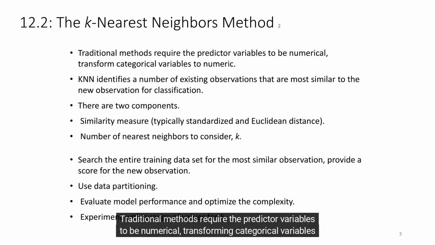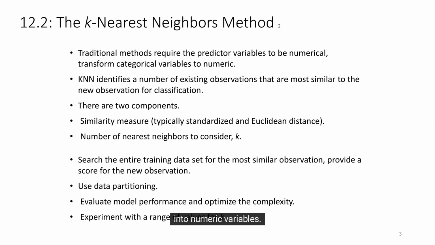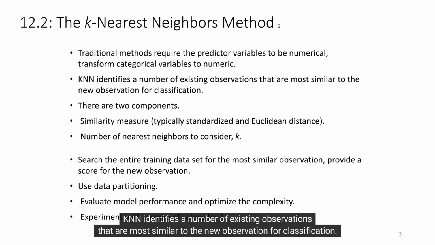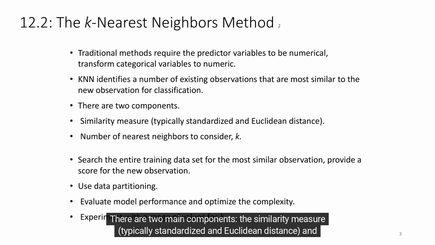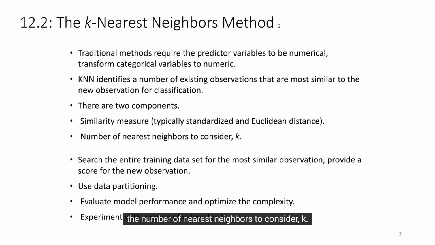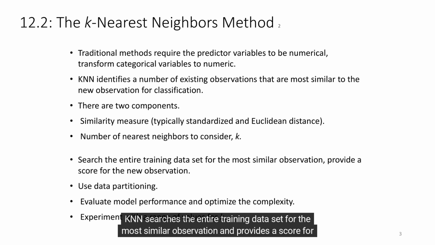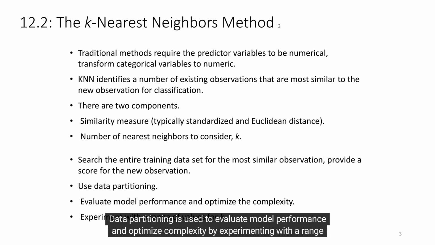Traditional methods require the predictor variables to be numerical, transforming categorical variables into numeric variables. KNN identifies a number of existing observations that are most similar to the new observation for classification. There are two main components: the similarity measure, typically standardized and Euclidean distance, and the number of nearest neighbors to consider, K. KNN searches the entire training data set for the most similar observation and provides a score for the new observation. Data partitioning is used to evaluate model performance and optimize complexity by experimenting with a range of values for K.